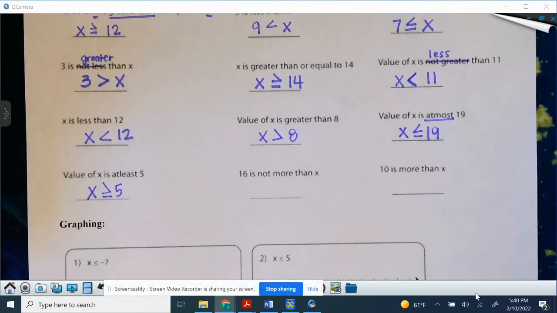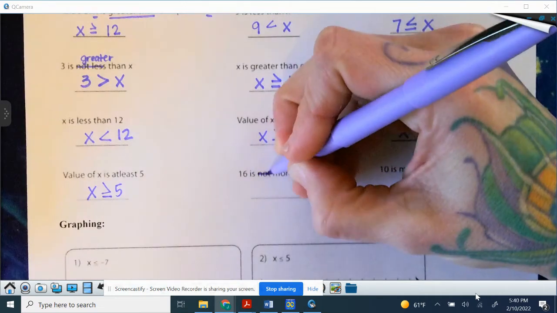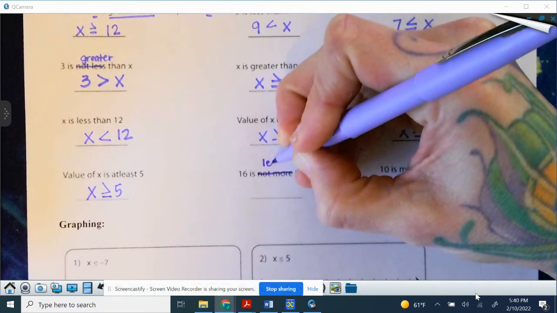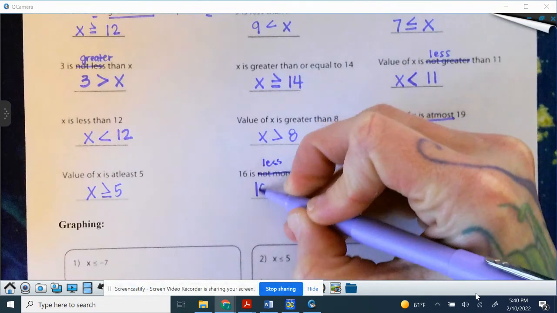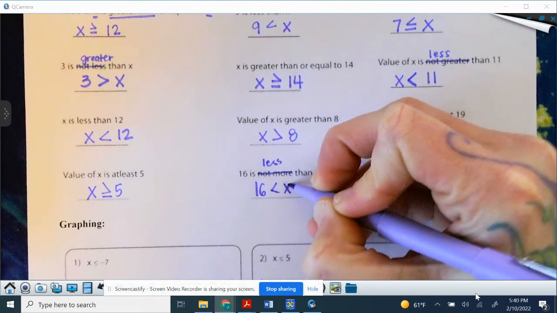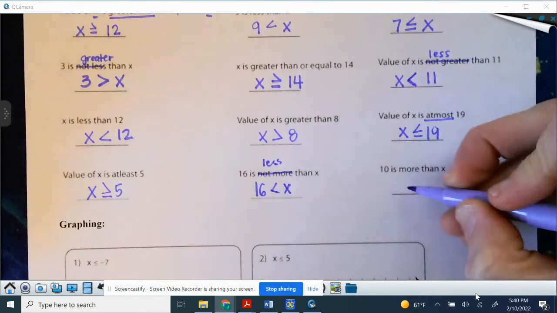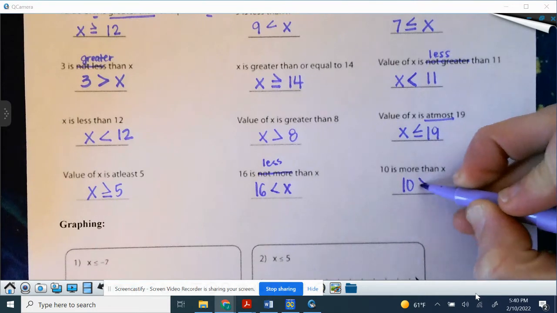So 16 is not more than x. So not more is less. So 16 is less than x. And 10 is more than x. 10 is more than x.